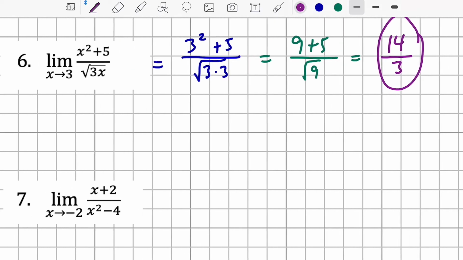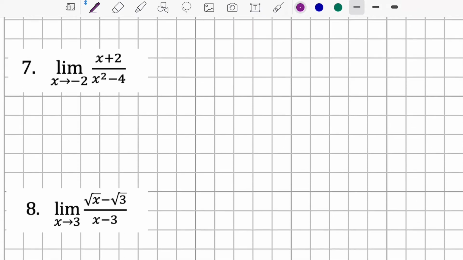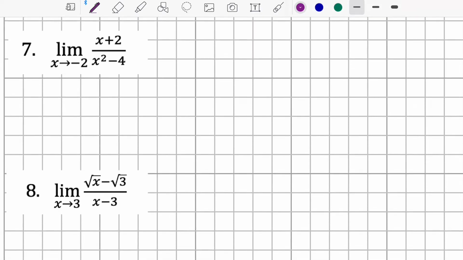Okay, so now we're going to do another one. We're going to do the same thing. So now, let's read it again. Limit as x approaches -2 of this function. So let's replace all the x's with -2. So -2 plus 2 over -2 squared minus 4. Make sure you put parentheses around the -2 when you square it.